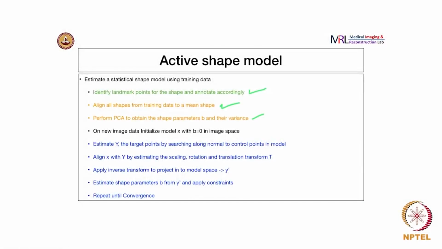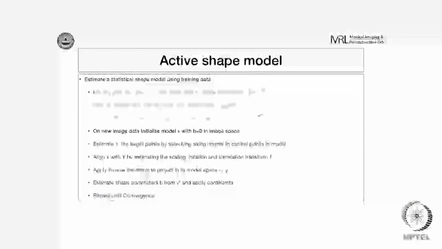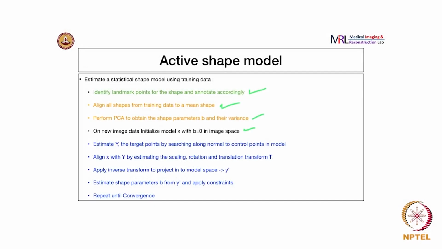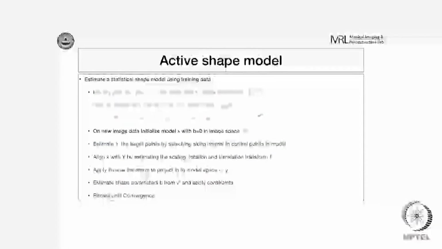So now you have a bunch of points. There are just too many of them. You reduce the size of the feature set and boil them down to a few parameters B, which we call shape parameters, and we also have a bound on how much they can vary. So on the new image data, initialize a model with B equal to 0. So take the mean shape or one of the reference shapes that you had, and then put it on the image space.